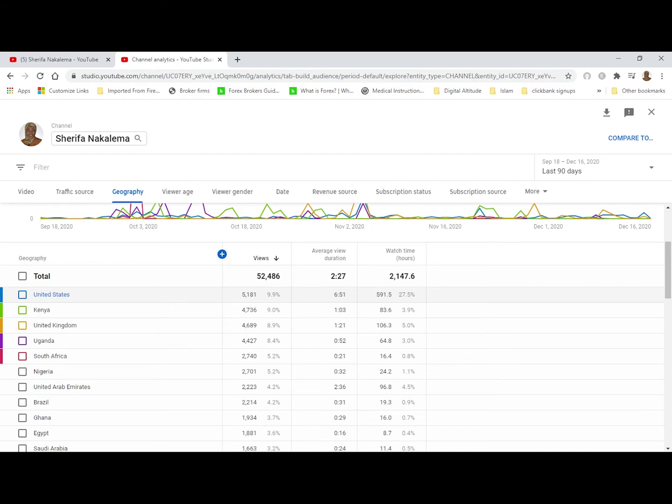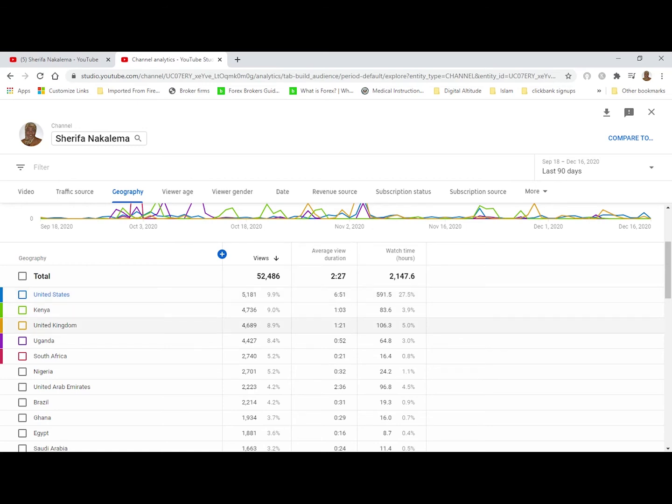If you want to promote your video and you want to choose one country, this is the column. You come here and see who is really watching the longest. So the USA is watching an average of 6 minutes 51 seconds, almost 7 minutes. That's a good number, although my videos tend to be long. They stay almost 7 minutes.